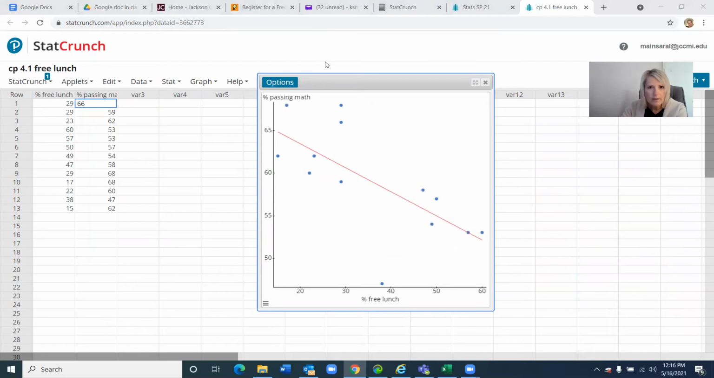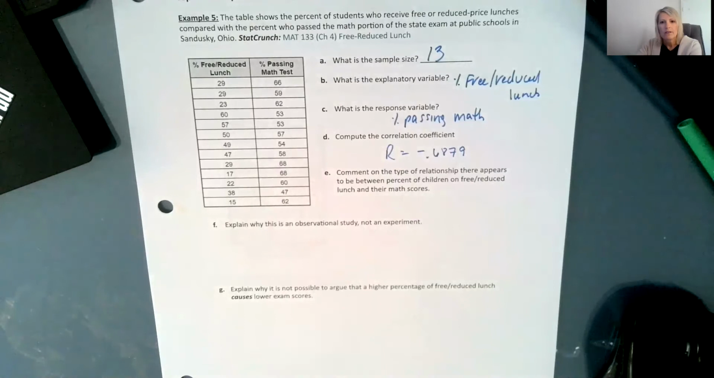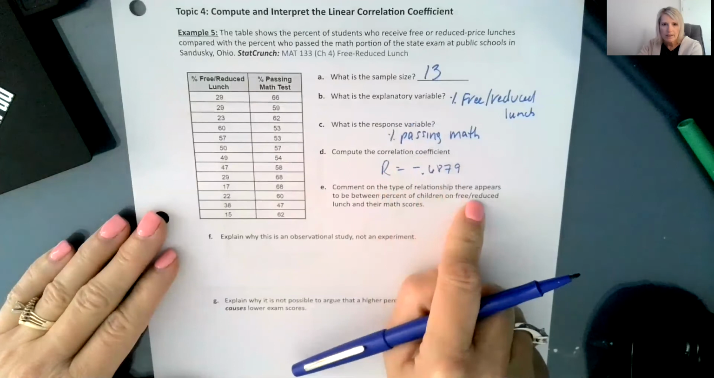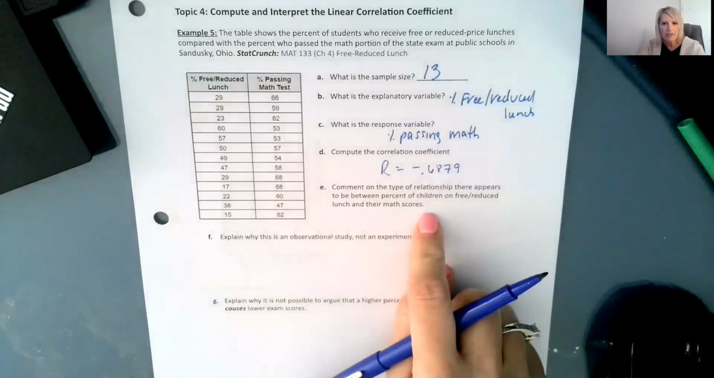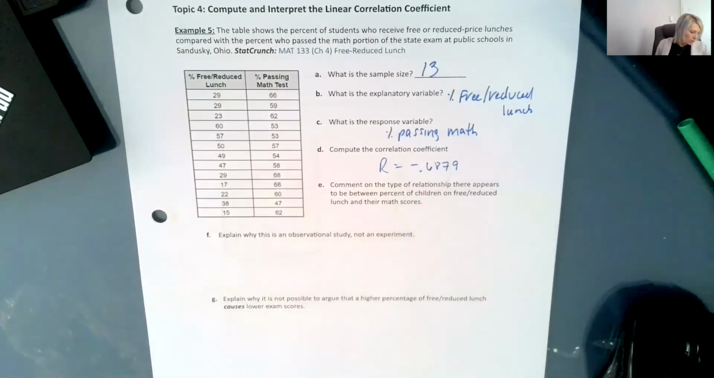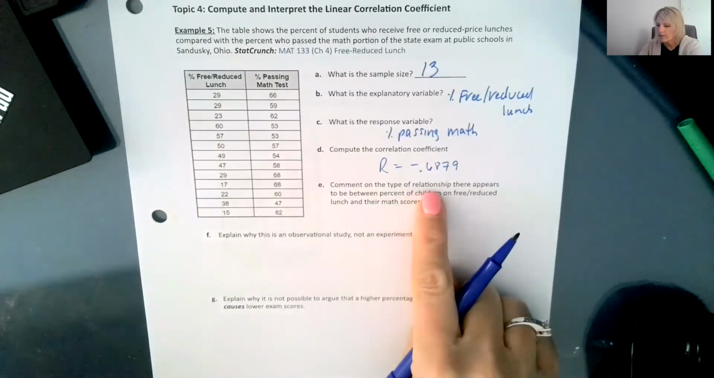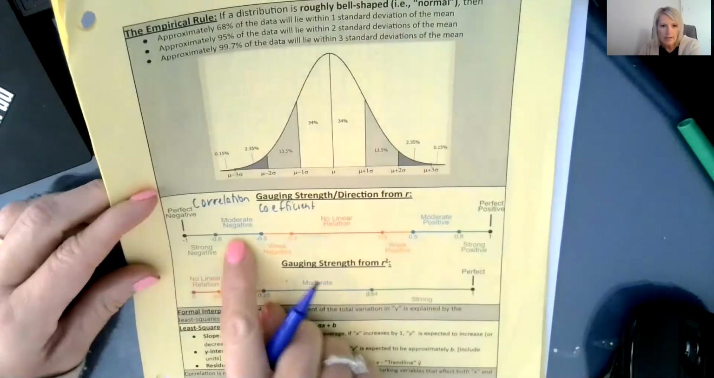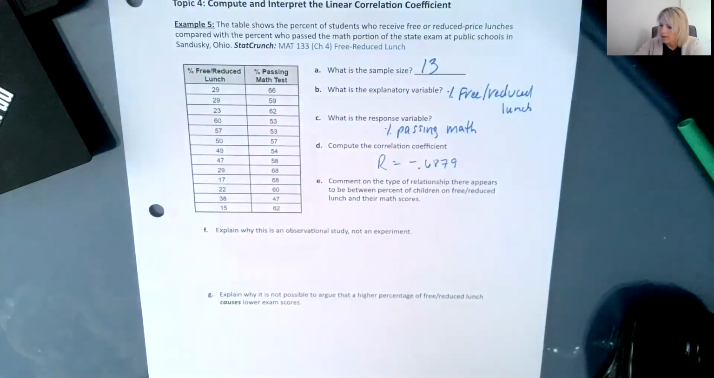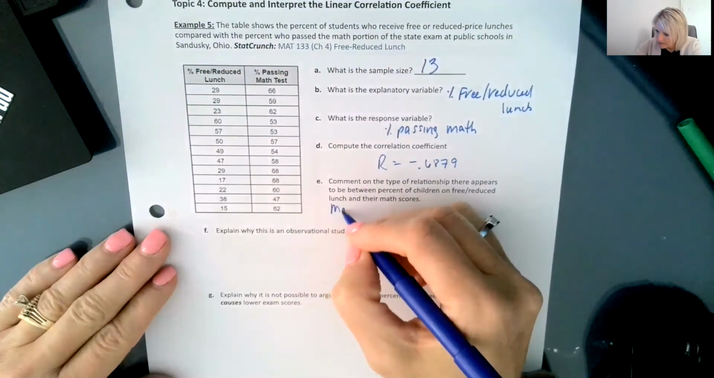Okay, so let's go back to our page that we're commenting together here. Everybody wrote down their correlation coefficient, -0.6879. Then E says, comment on the type of relationship there appears to be between percent of children on free and reduced lunch and their math scores. So if we go to our yellow sheet and look at our inequality and find out where -0.6879 is, it's in the moderate negative. So we're going to write moderate negative.